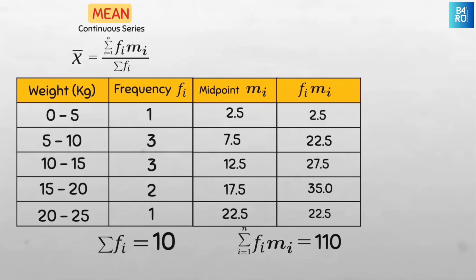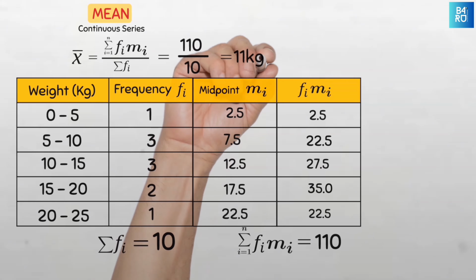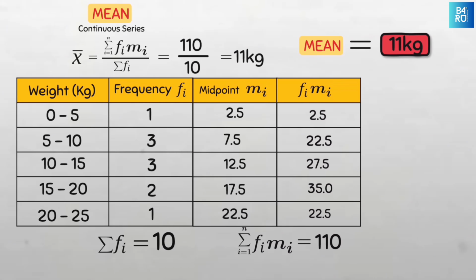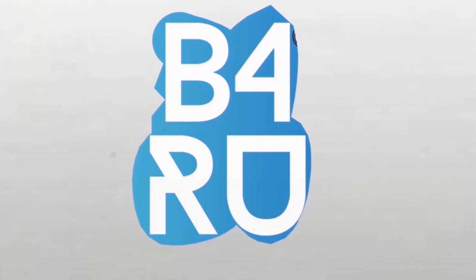Awesome. Now we have both our numerator and our denominator. So our numerator is 110 divided by our denominator 10, and this will give us 11 kg. So our mean weight is 11 kg. Easy peasy. So this is how to easily compute the mean for continuous series data.